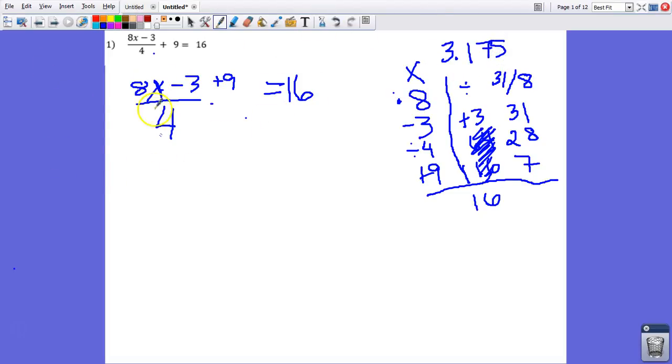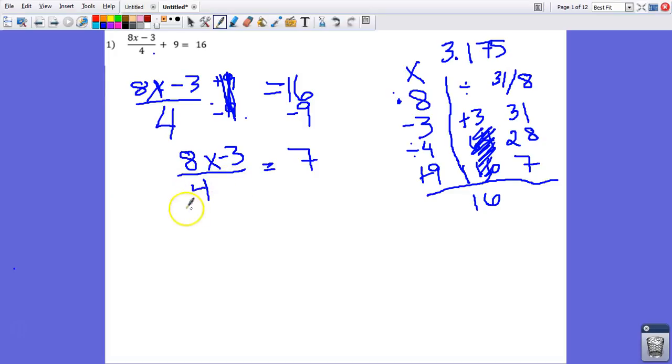Over here, we're doing the same thing. It's just that we can do it without making that table. I know the first thing I'm going to do is subtract 9, and I do it from both sides of this equation. So 9 minus 9, this cancels out over here. I'm left with everything else, 8x minus 3 divided by 4 equals 7.